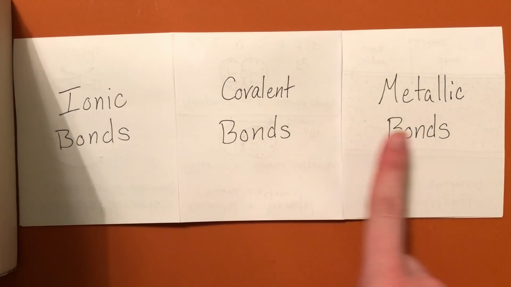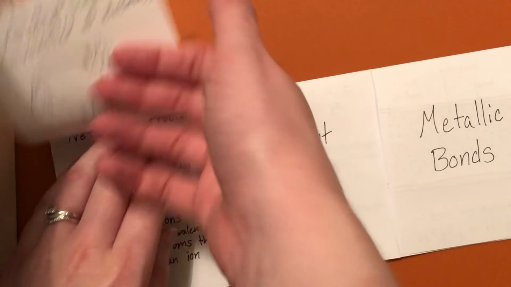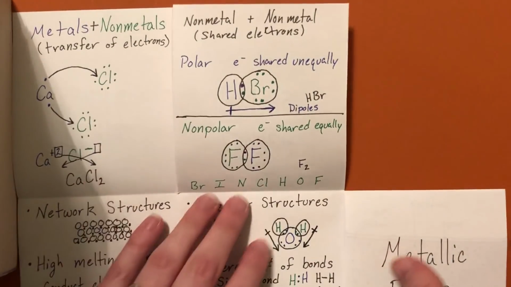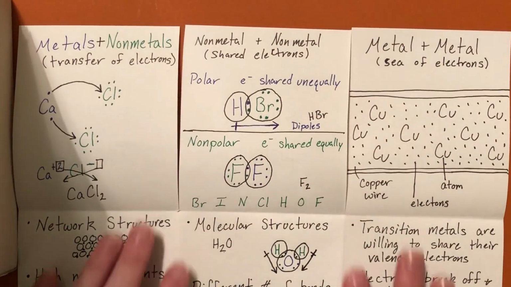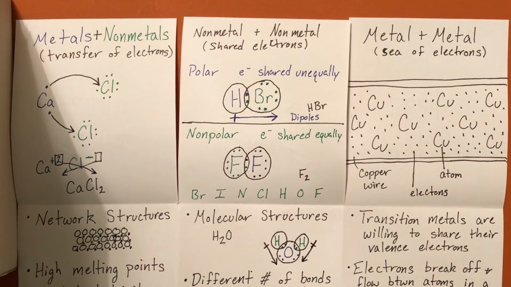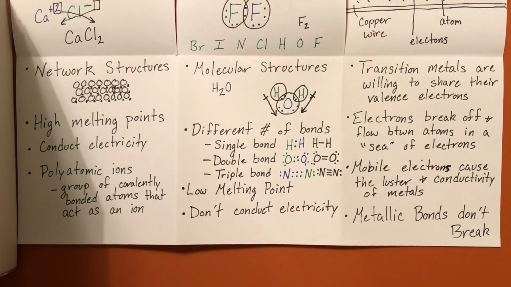These are the 3 different types of bonds. And then flipping up so you can get a decent screenshot of all of these. So these are all of my upper flaps right here. And then I have all of my lower flaps talking about all of the different properties.